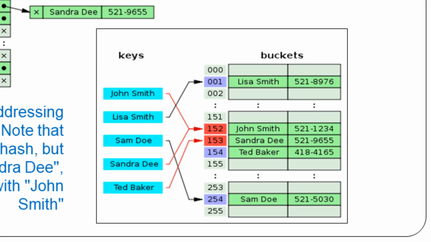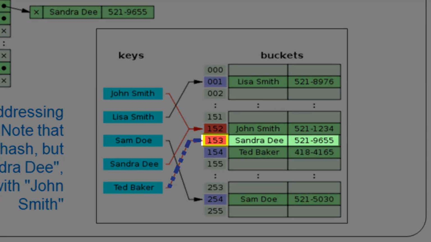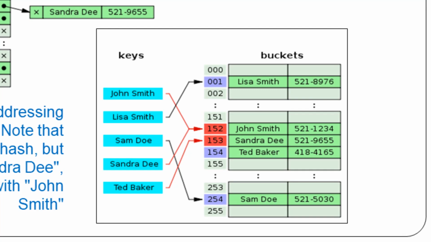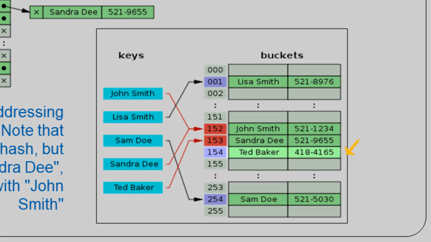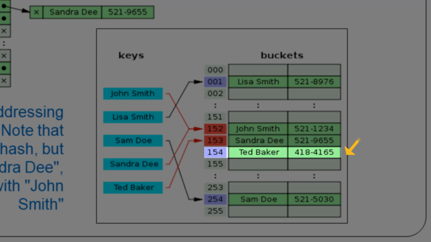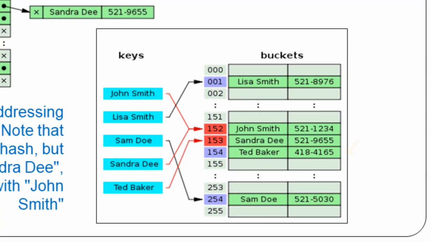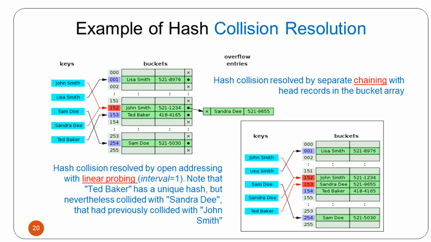Similar story with Ted Baker. If I were to find Ted Baker, I would hash the key Ted Baker and it would hash to 153. Not finding Ted Baker, I would linear probe until I found Ted Baker. Once again, in this example, we find Ted Baker in this spot immediately following the original position. That's all well and good, but what happens when we delete something?